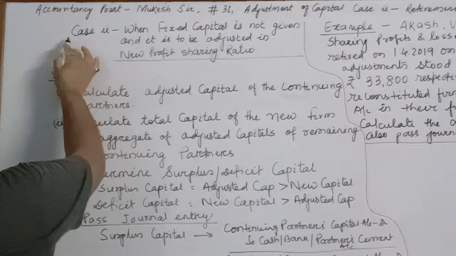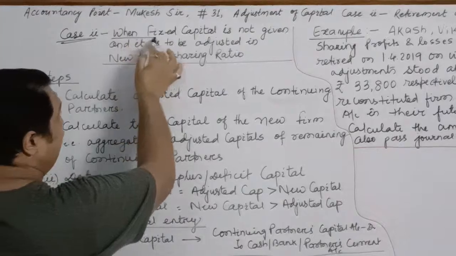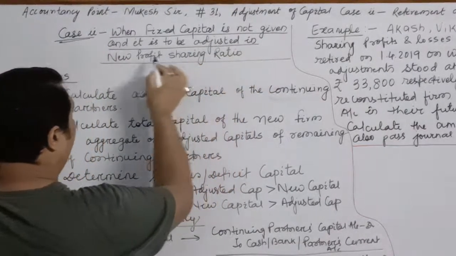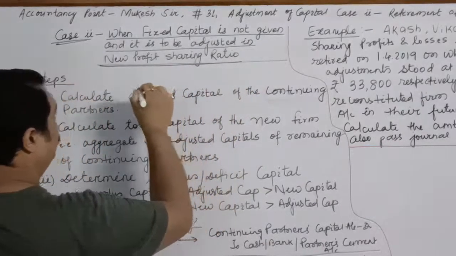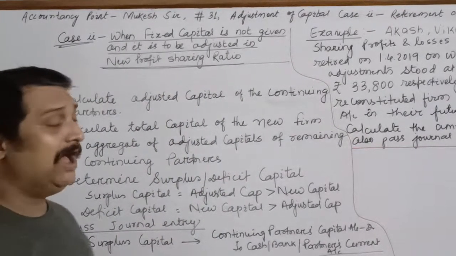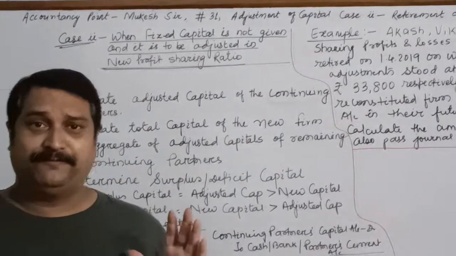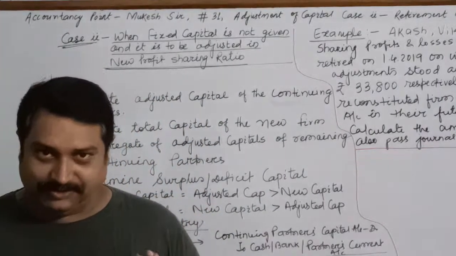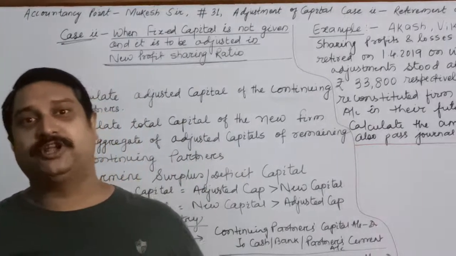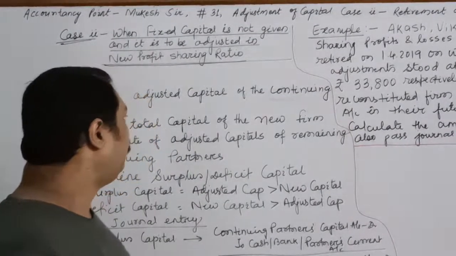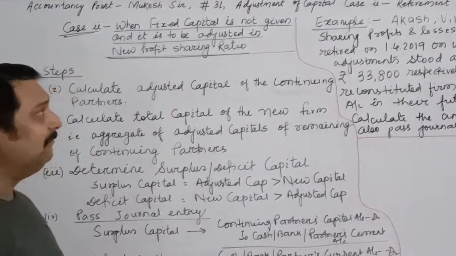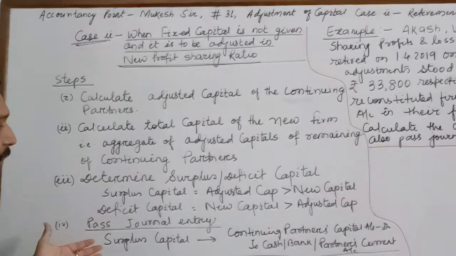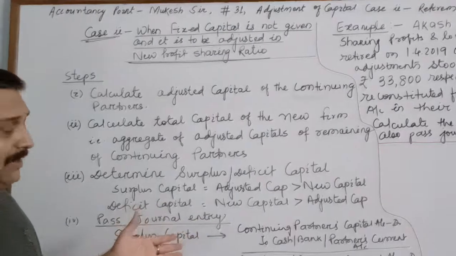Children, this case 2 is about when fixed capital is not given and it is to be adjusted in the new profit sharing ratio. That means you are not given the fixed capital of the firm and you are supposed to adjust the capital in the future profit sharing ratio. Now, in order to solve sums of this type, there are certain steps which you will follow. It will be easy for you to understand.